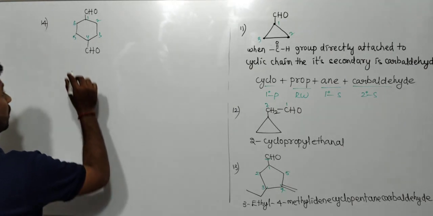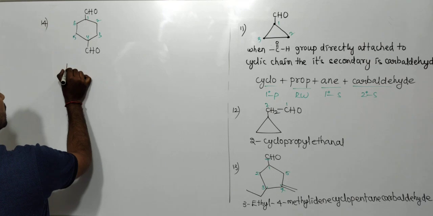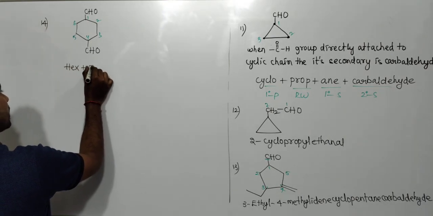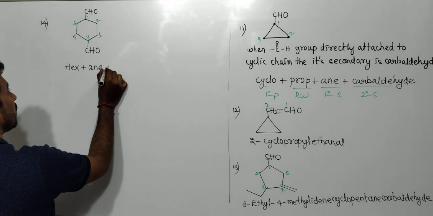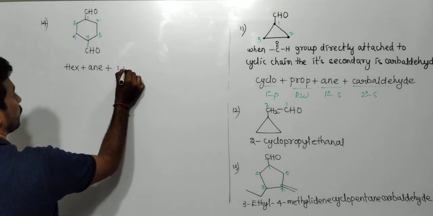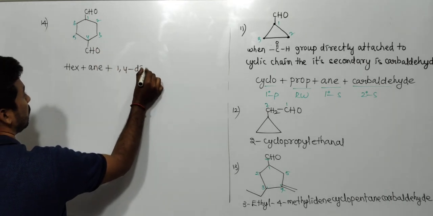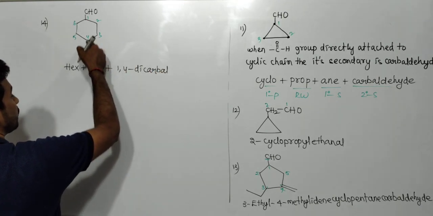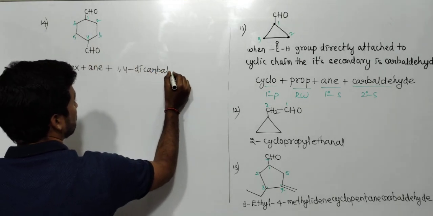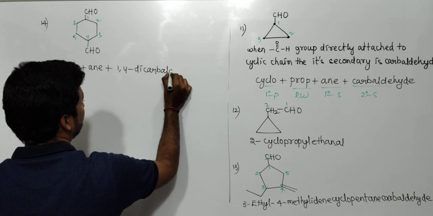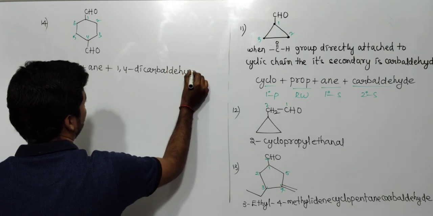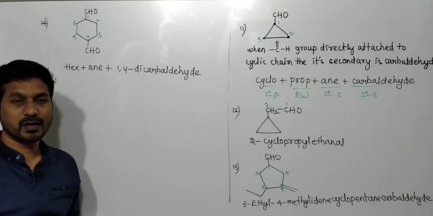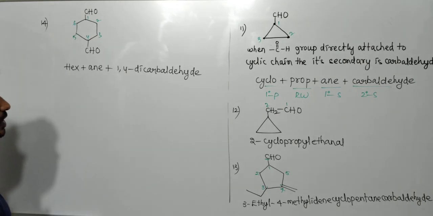What is root word? 6 carbon atoms are present, so hex, between those carbon atoms single bond, so ane. At first position and fourth position, 2 times carbaldehyde. We do not write al because CHO group is directly attached to cyclic chain. Carbaldehyde. Hexane 1,4-dicarbaldehyde is IUPAC name of this molecule.